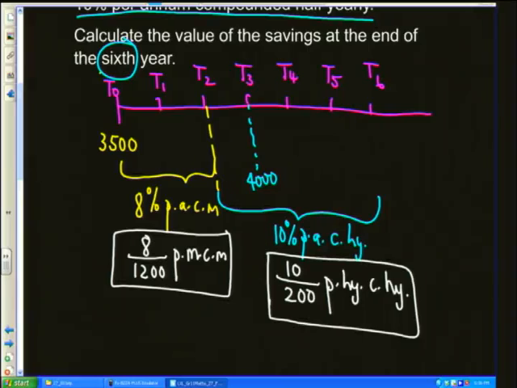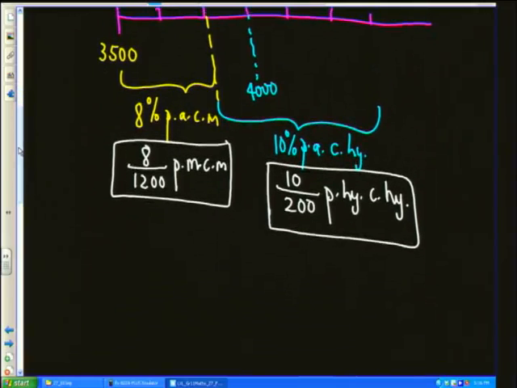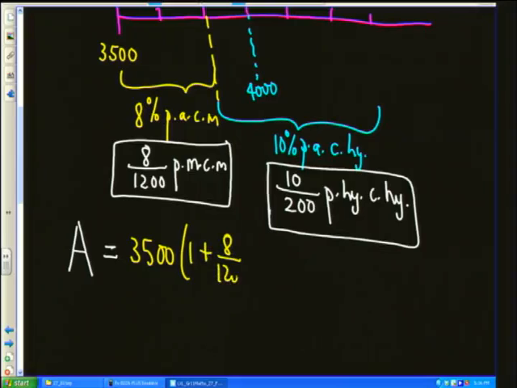But after it's grown by that much, that becomes your new P. And that P is then going to grow at 10% per annum compounded half yearly. So we really are going to set up one formula that basically says this. My 3,500 Rand is going to grow at 1 plus 8 over 1,200. Grade 11s, this is a monthly rate. Every month I'm getting this rate.